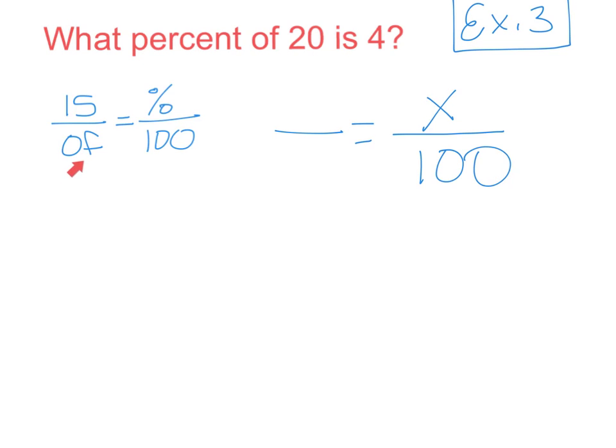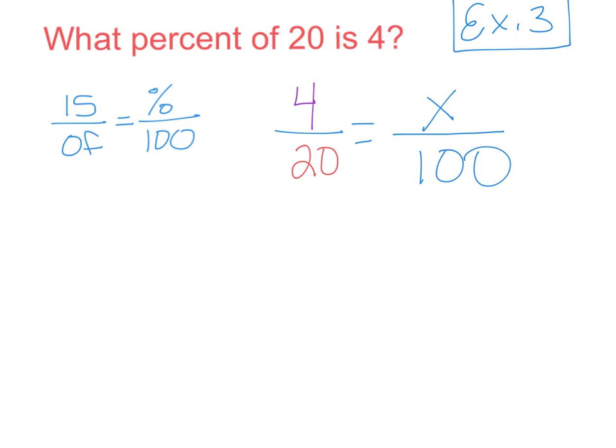So I see of is my denominator, which is my whole. So I can tell that of 20 is my denominator. So I'm going to put 20 as my denominator. And then you can also clearly see that is 4. So is my part. So 4 is my is, or my part. So this is basically saying you have 4 out of 20.